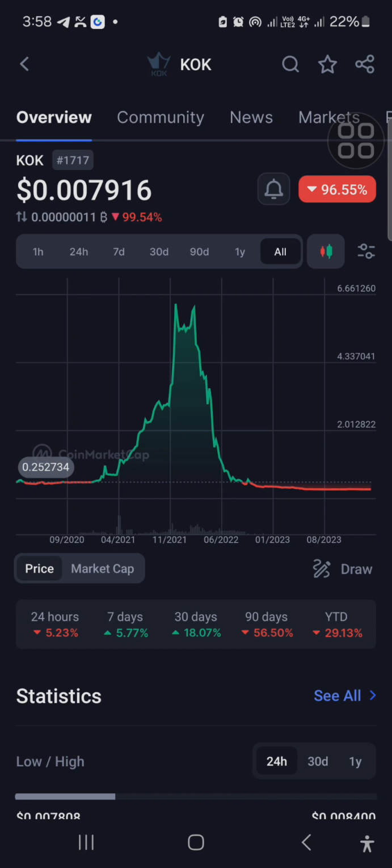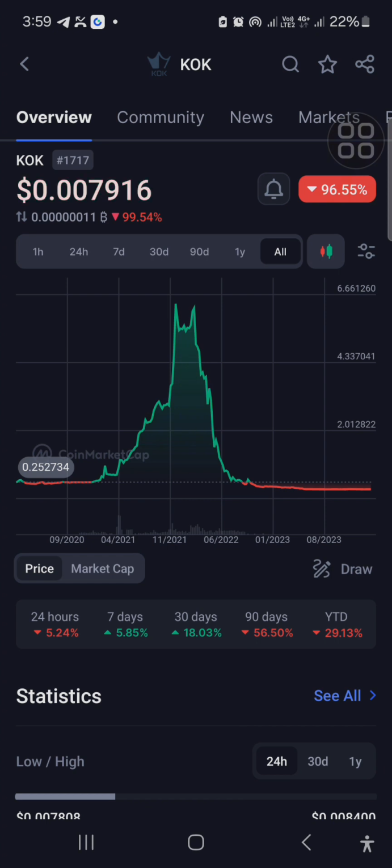That's like 1,400%, if my mathematics is correct, that's like 1,400 percent return on investment. So that's exactly how it works. That is exactly how it works.